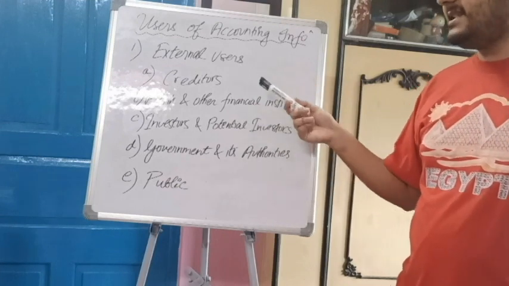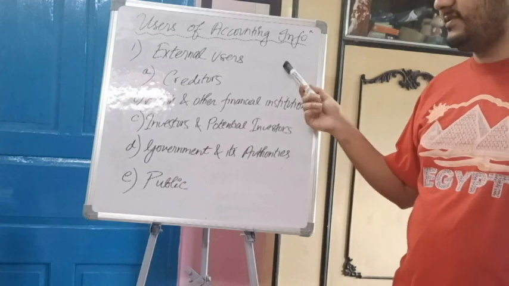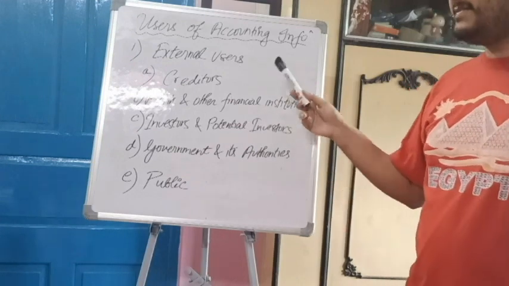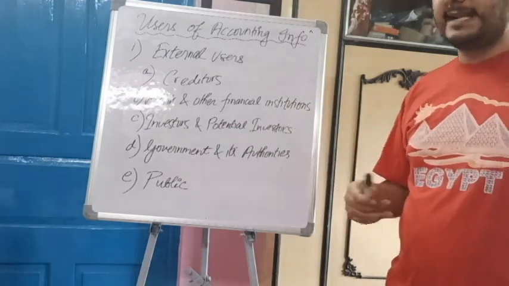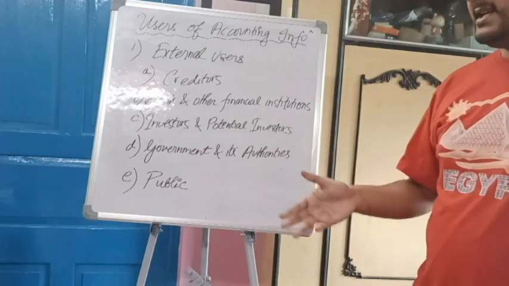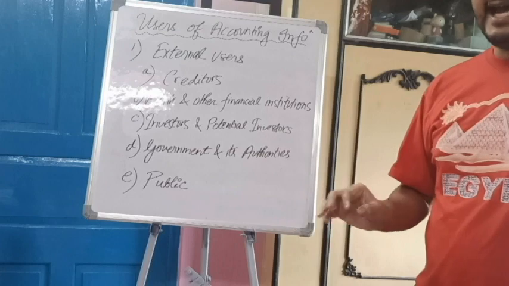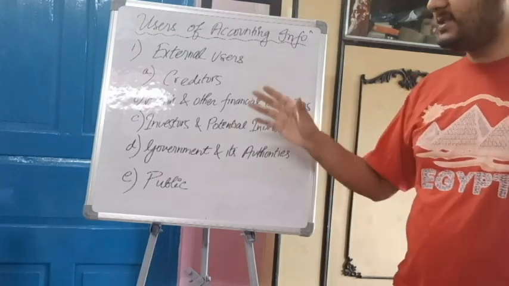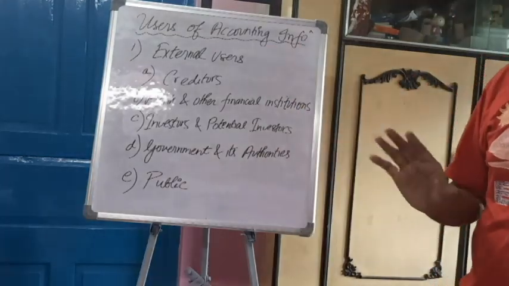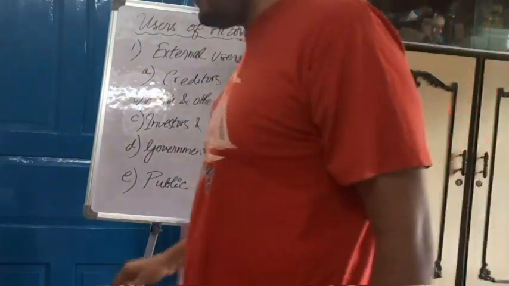So there are basically 5 external users of accounting information. There are more, but basically there are 5: the creditors, banks and other financial institutions, then the investors and the potential investors, government and its authorities, and last and the main is the public. So these are the users of accounting information. Okay, fine.